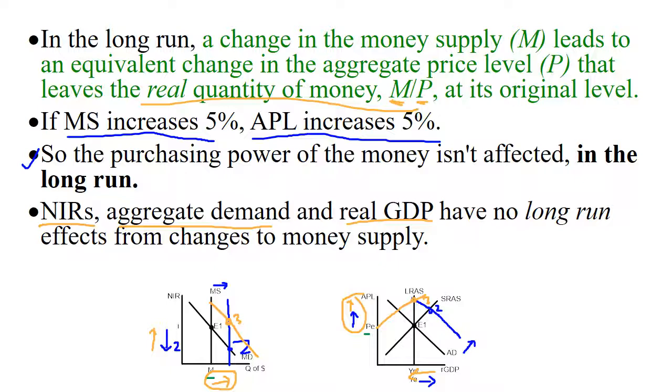So at the end of the day, in the long run, classical economists would say that these short-run changes are completely insignificant, not worth paying attention to, because things are going to go back to where they should in the long run.